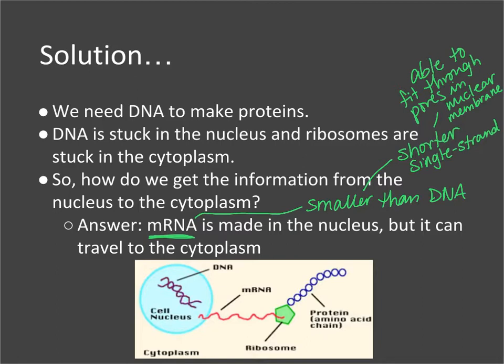So mRNA is made in the nucleus, but then it is able to leave the nucleus through these little nuclear pores, which are just little openings in the nuclear membrane. And then it can go out into the cytoplasm to find a ribosome.